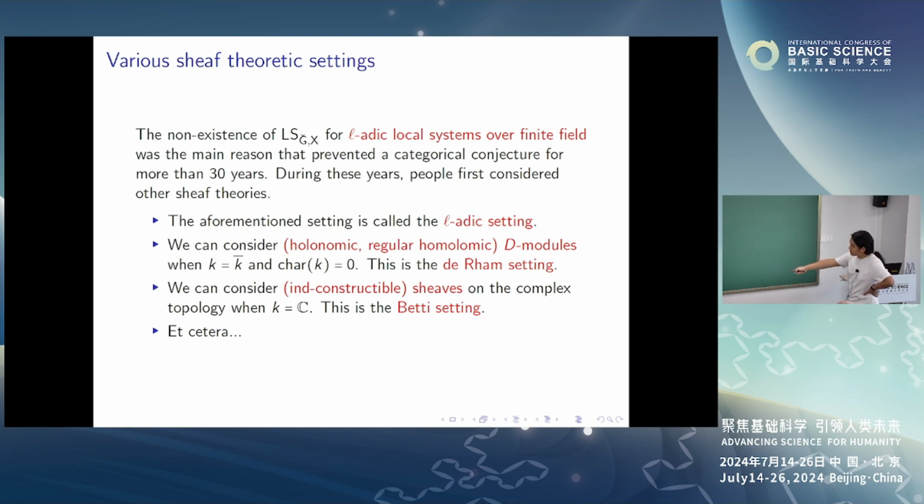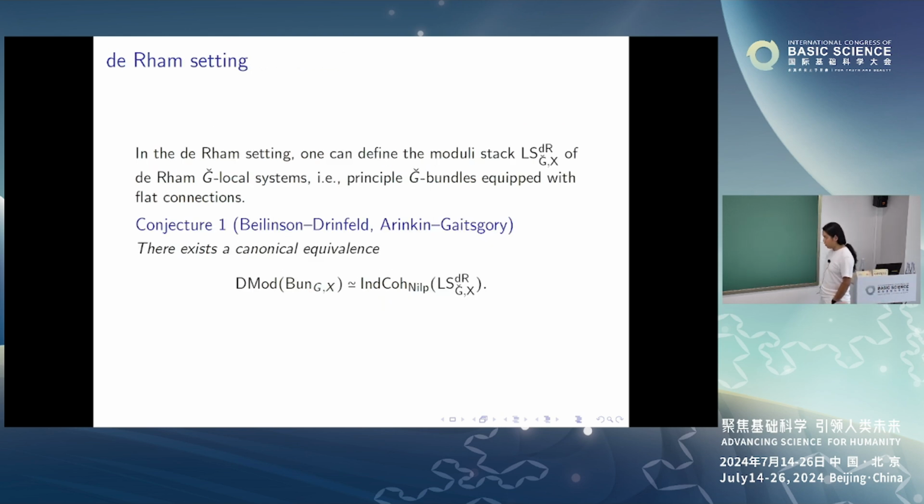These two settings are related to each other by Riemann-Hilbert once you restrict to regular holonomic D-modules and constructible sheaves. In other words, they are close cousins of each other, but each of them contains more information, and they do not directly talk with l-adic sheaves unless you use some other method, some motivic method, which I will not mention. So people considered this geometric Langlands problem in other sheaf theory settings, and I'm going to introduce these conjectures.